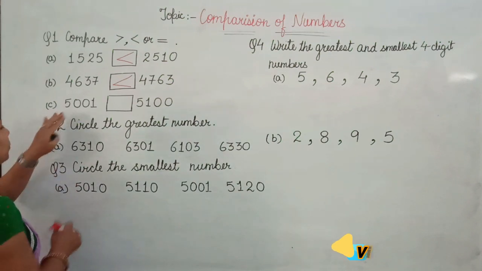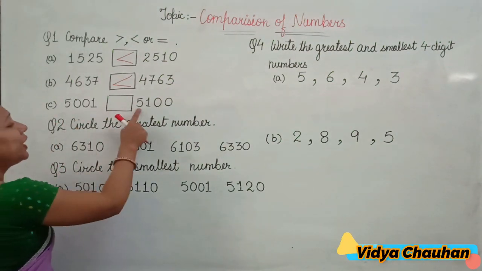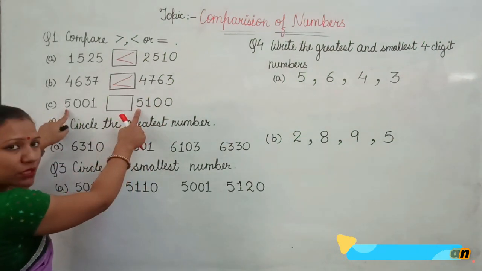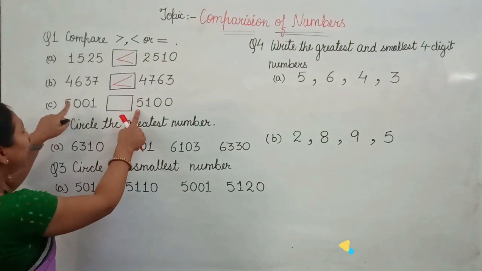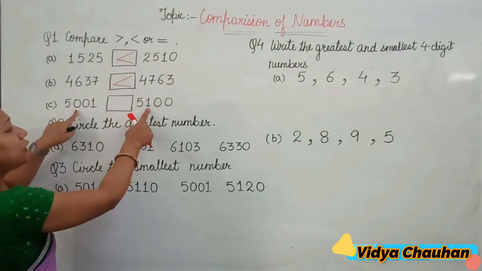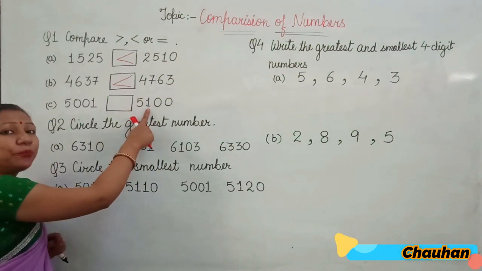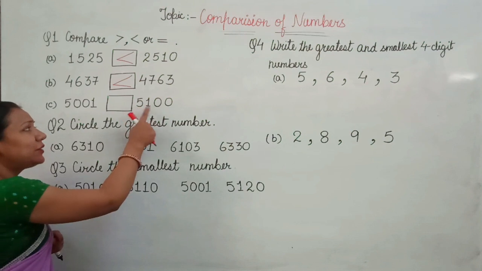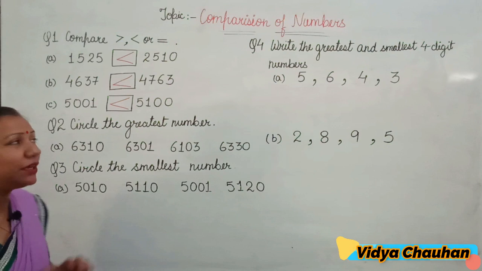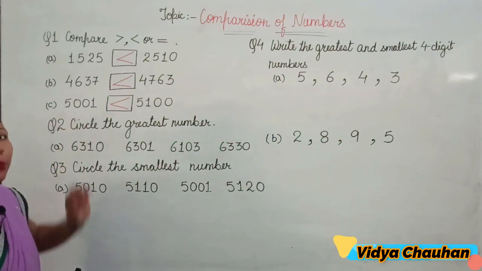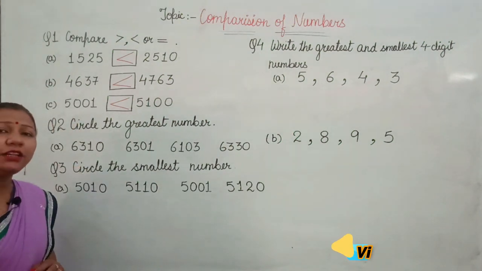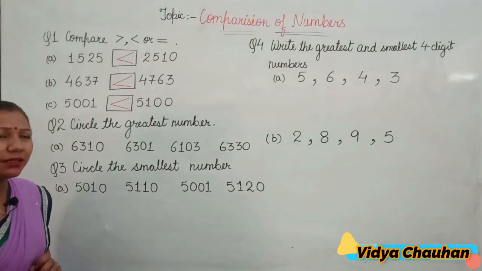Okay, coming to the last one, 5001, 5100. Now once again, when I compare its digit at 1000 place, both are equal. As soon as I compare its next digit at 100 place, here we have 0 and in the next one it is 1. So which number will be greater? 5100. So once again, 5100 is greater than 5001. This is how you can compare the numbers and you can identify which number is greater.